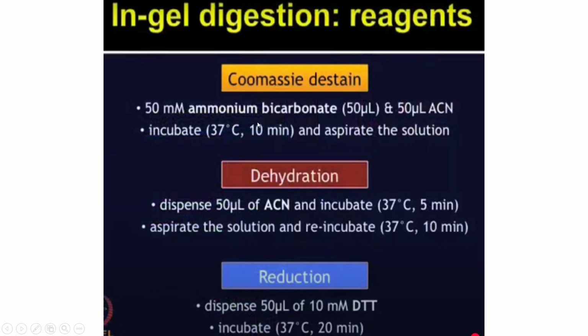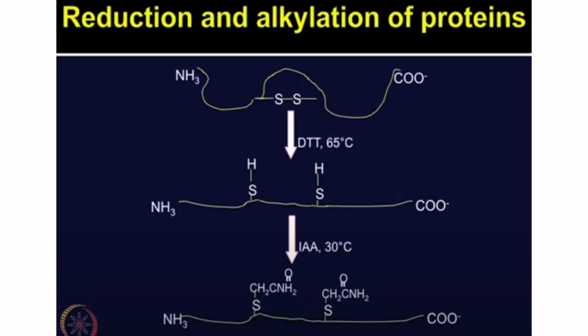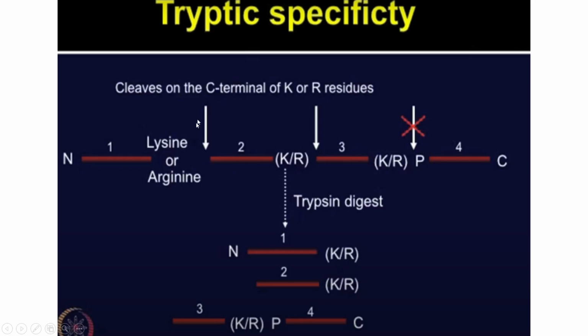So the spot you are seeing that is being stained, right? You need to destain that first. Then you need to dehydrate the sample. Then you need to reduce it again using DTT. Then you need to alkylate it so that the disulfide bonds which are broken are attached with certain groups so that they are not reforming again. Then you need to dehydrate it and then add the digestion buffer like trypsin solution. So this is how the protocol happens with DTT, then with the iodoacetamide, then with the digestion. For example, trypsin digests at lysine and arginine.